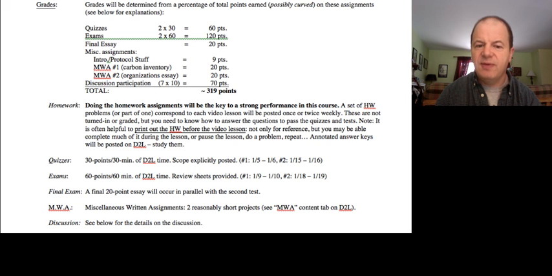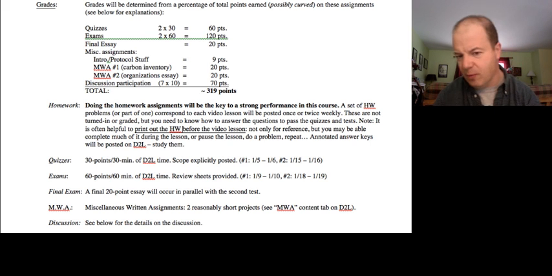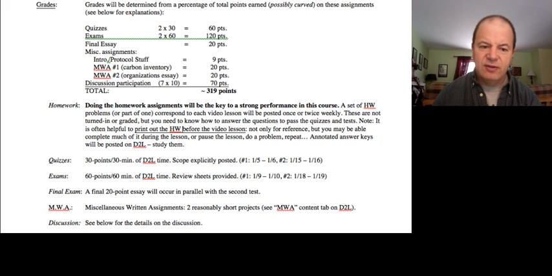The intent is to be very, very straightforward, and I'm very clear about which homework assignments correspond to which lessons, and which homework assignments are on the quizzes and tests. So just because the homework isn't turned in, don't think it's optional. That's the key to your success in the course.